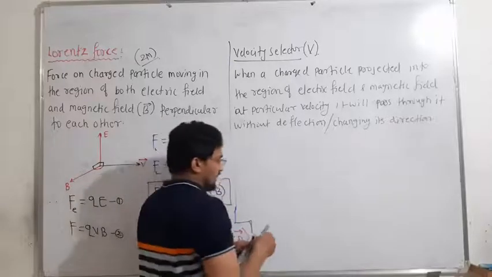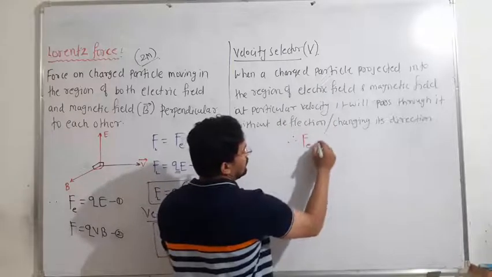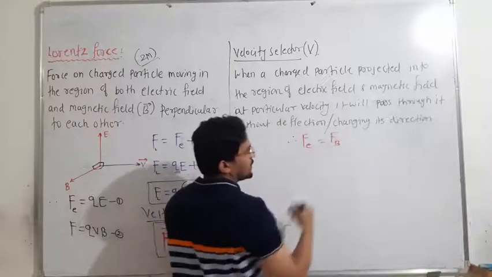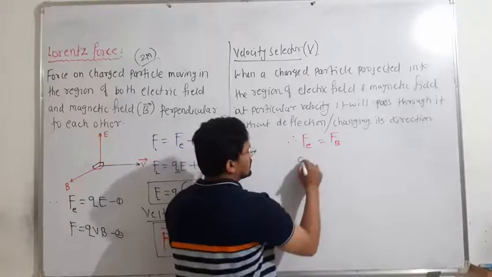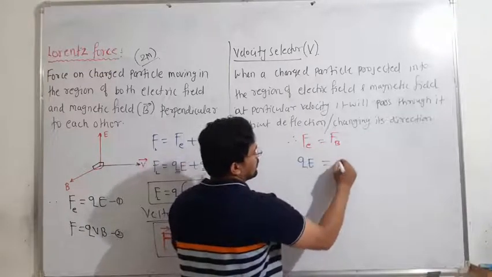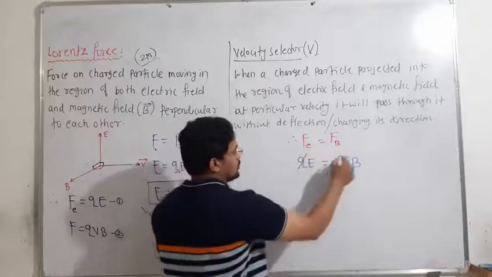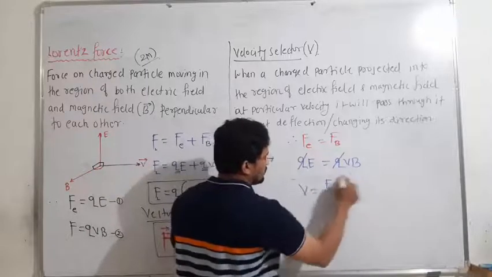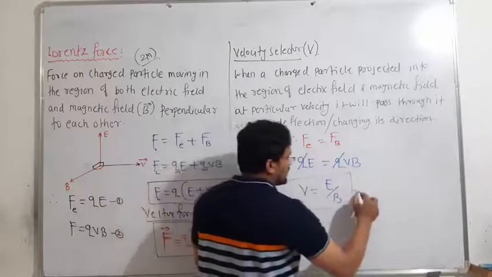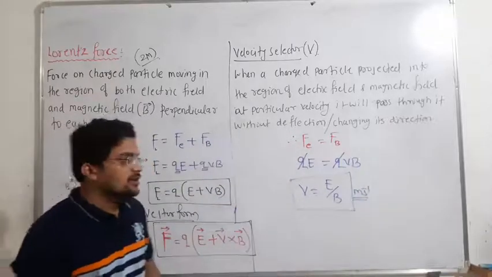So we will take that condition. This will happen when the electric force is exactly equal to the magnetic force. What is the electric force? qE. What is the magnetic force? qvB. So q cancels out. Therefore v is equal to what? v is equal to E by B, in meters per second.